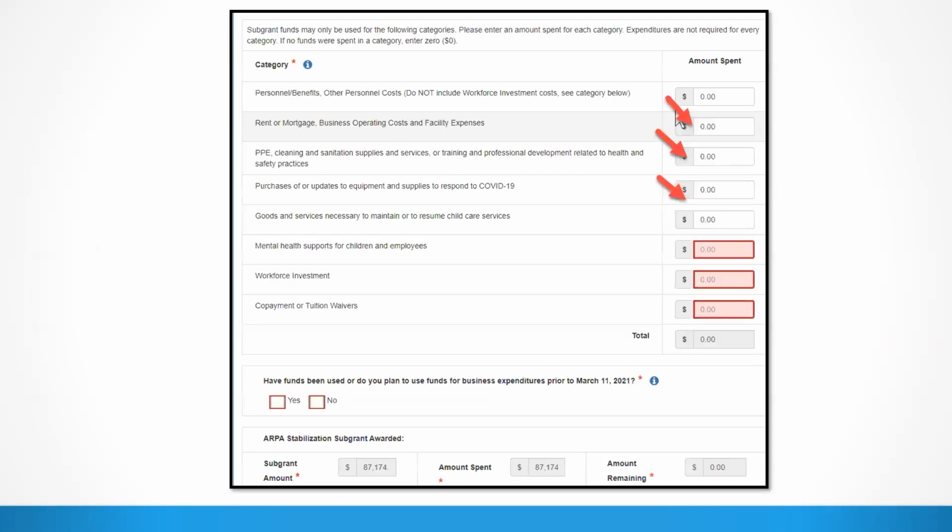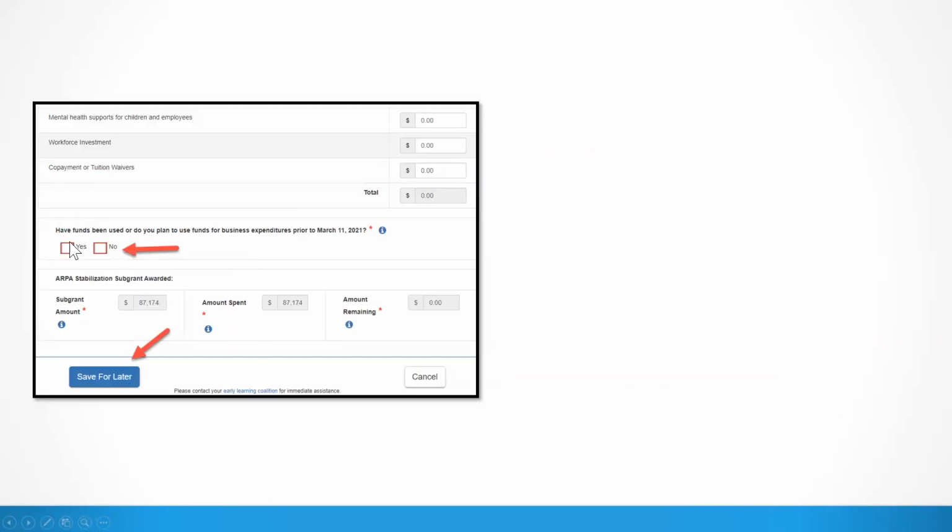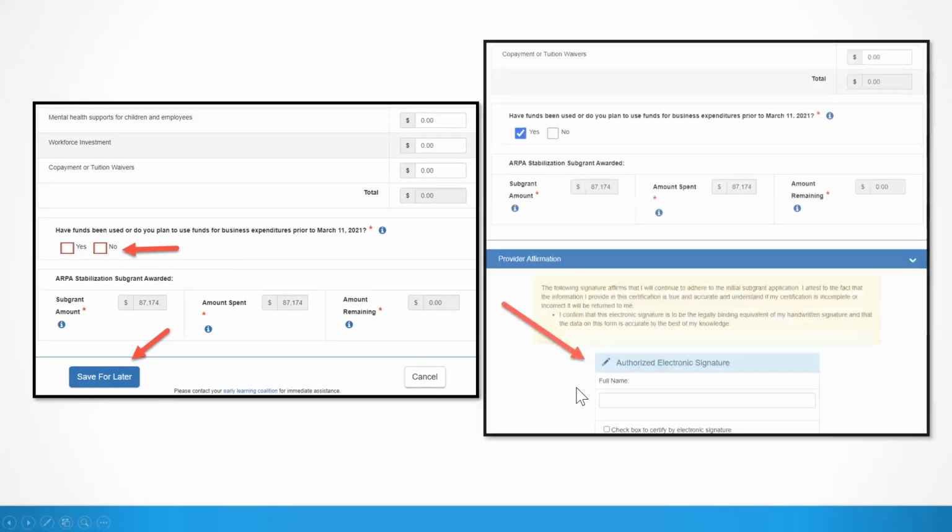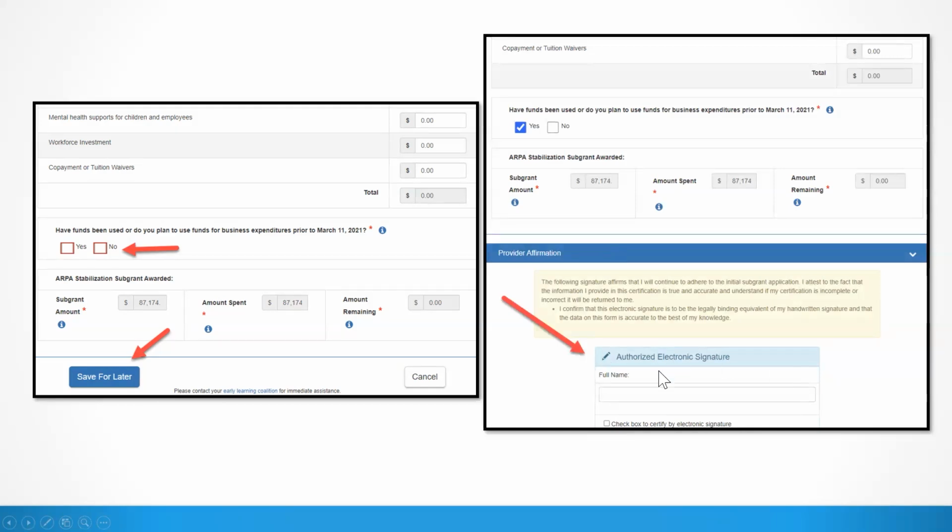Once you have verified the information, you will go back here and you will check either yes or no. And then you will see how now you can sign electronically and submit the round 1 expenditure survey. All boxes are white, and then your question has been answered.